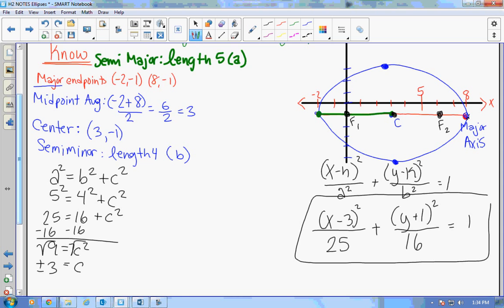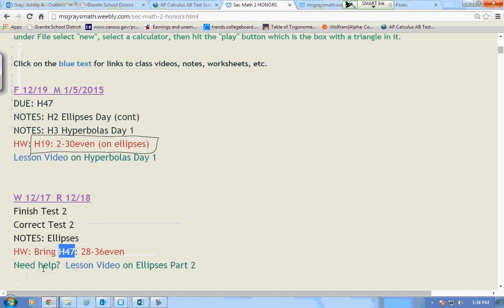After you write down your homework, then we can take a break. Okay, here's the homework on ellipses. H19, so it's in your honors section. We're going to be using the honors section for the next couple of days. For next class at least, because next class will still be on hyperbolas, so that's in the honors. And it's 2 through 30 even on ellipses. I believe there's graphing, so I will give you some graph paper after Kevin takes this picture.